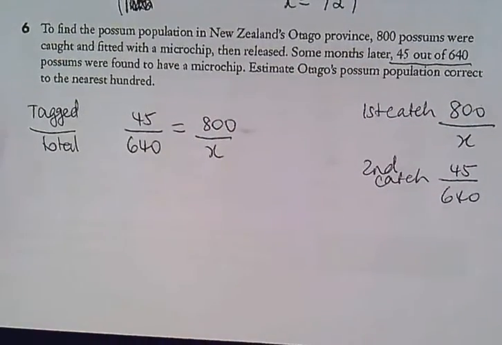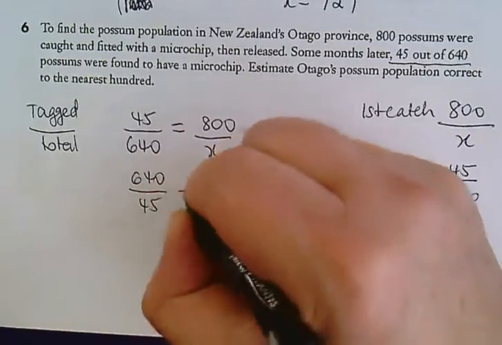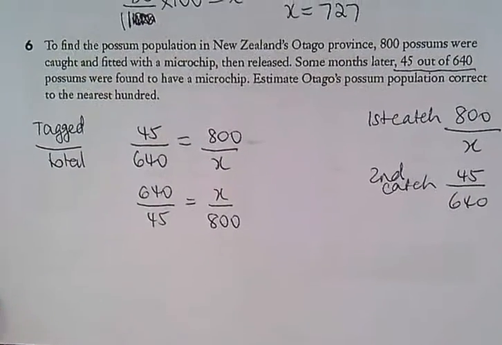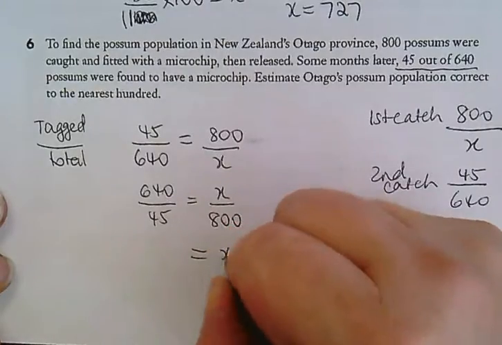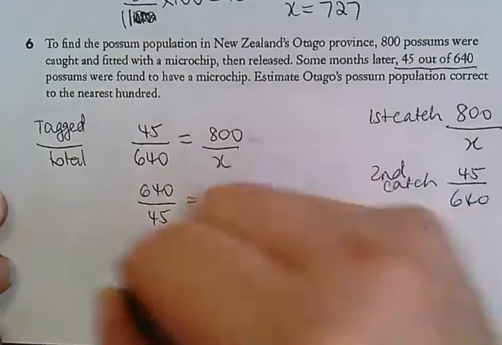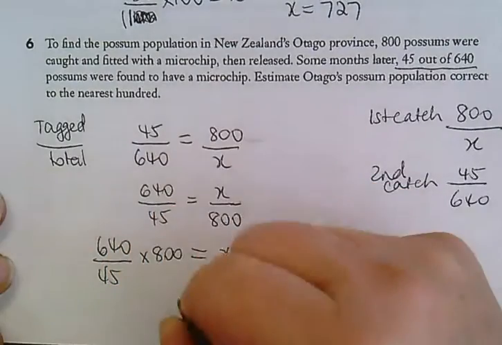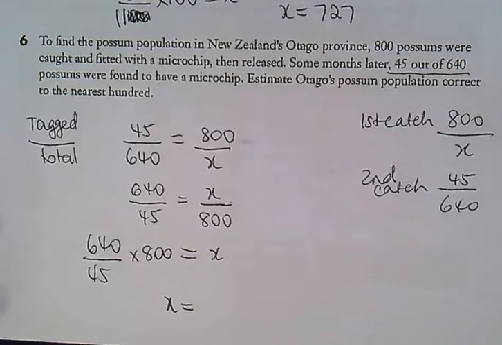Do we know what to do? Flip them both. You have to have the X on the numerator. So 640 over 45 equals X over 800. How do I get X on its own? The inverse operation of dividing by 800 would be to times by 800. And so X is going to be pretty big. I reckon it's like 10,000 or 11,000.